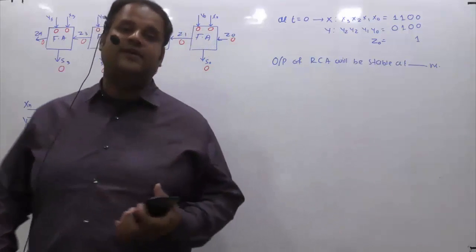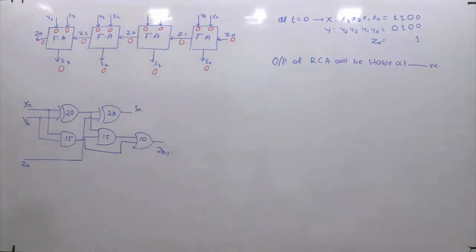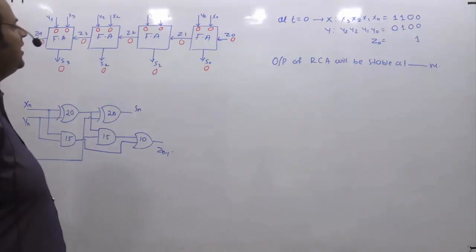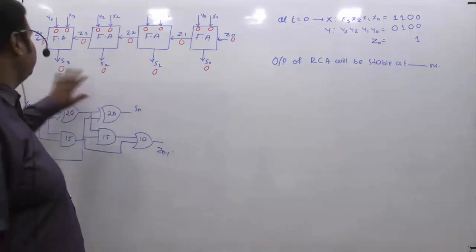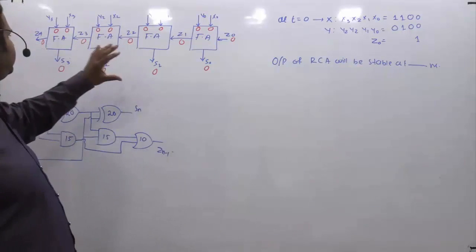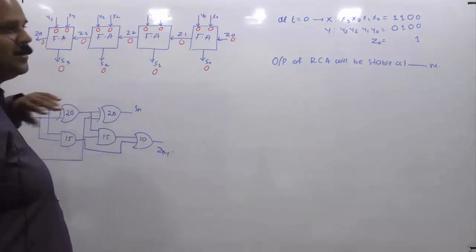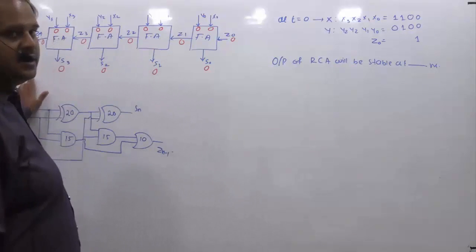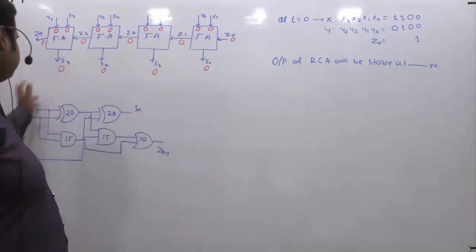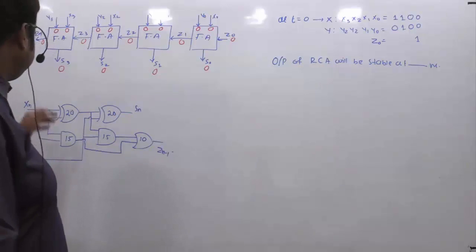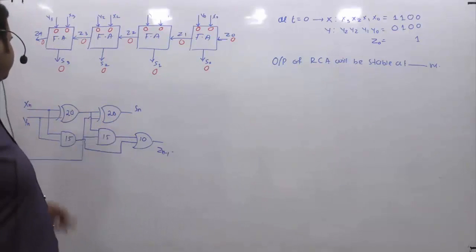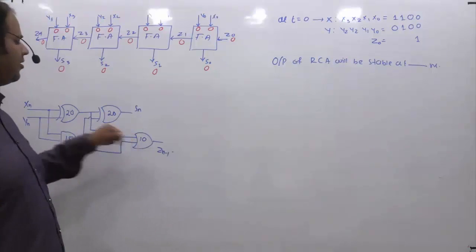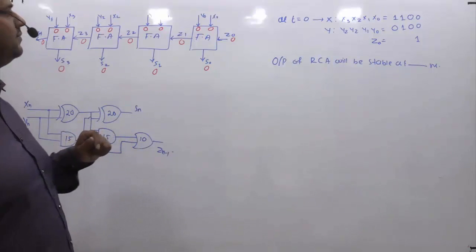Okay, so let me summarize what information is given and what we are supposed to find out. So this is a standard 4-bit ripple carry adder, right? You all know this kind of circuit, and this ripple carry adder comprises 4 full adders, and every full adder comprises this particular circuit, where we have used XOR gate, AND gate, OR gate. The delay of XOR gates is given as 20, delay of AND gates is 15, and delay of OR gates is 10 nanoseconds.